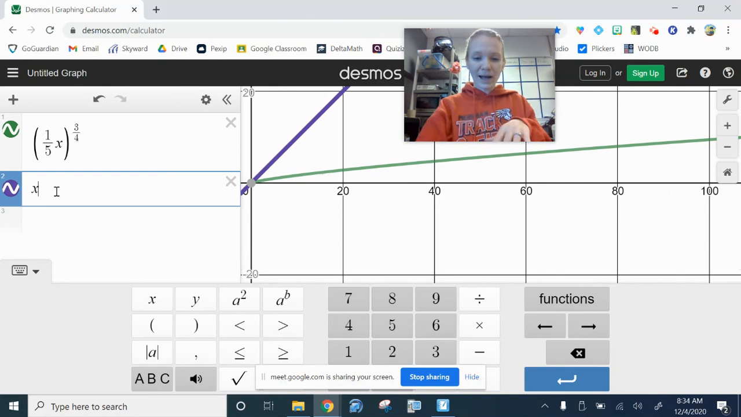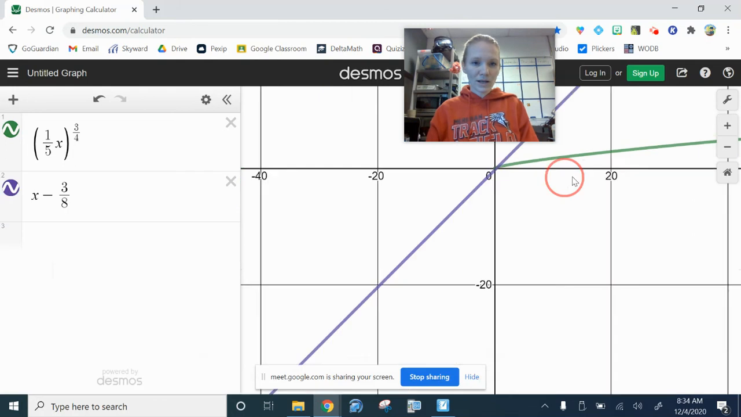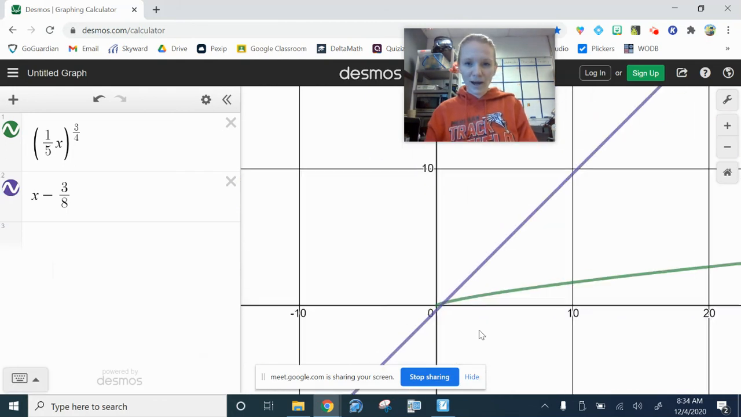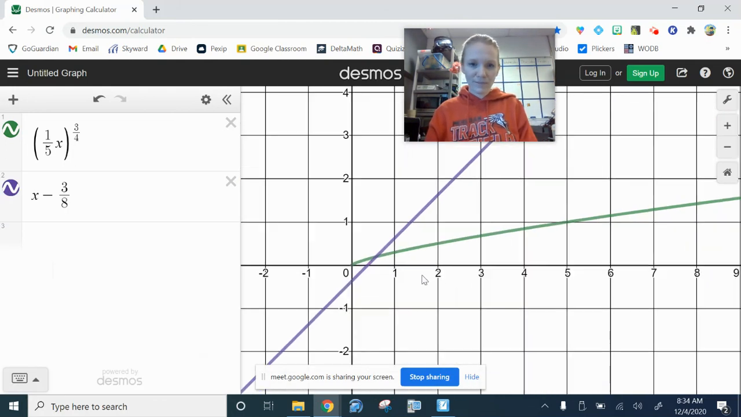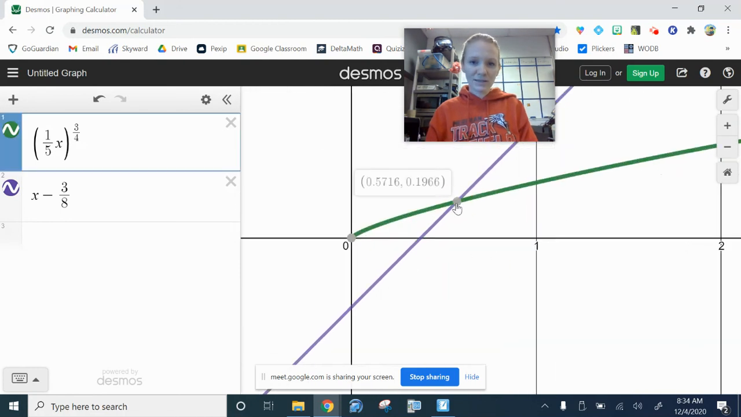My other graph is x minus 3 divided by 8. If we zoom in on these two graphs, we can see that they are in fact going to cross. And the place that they cross, Desmos already highlights for us. So then we can see what our solution is. The x value of the point is our solution. So our x value would be about 0.57. Boom, done. There's your answer.